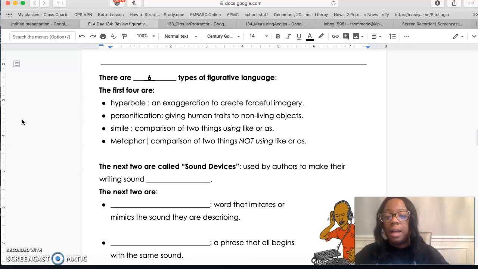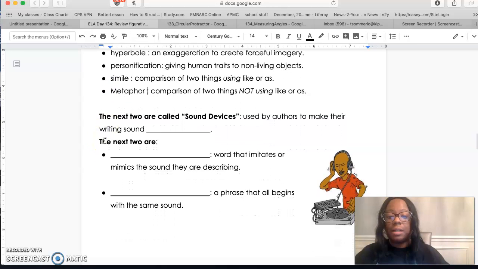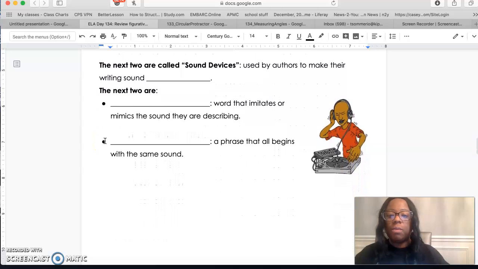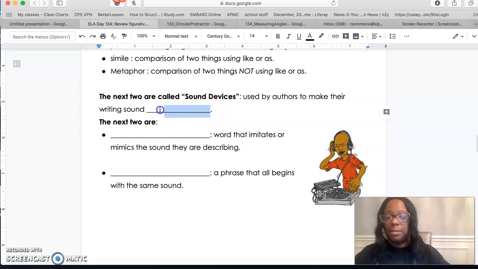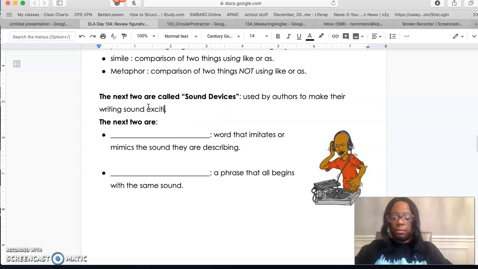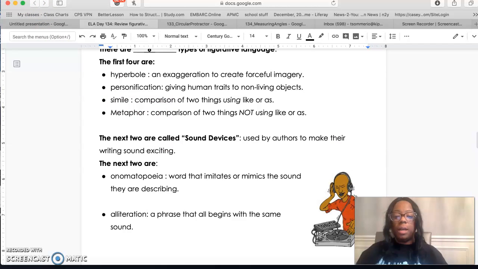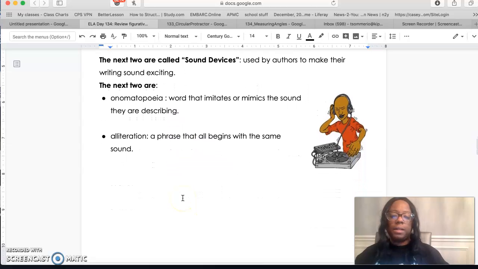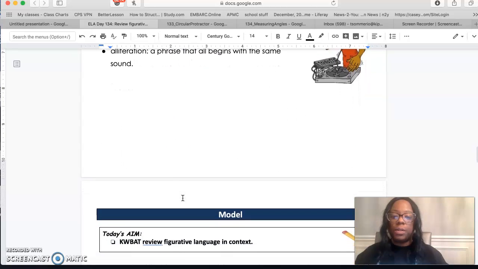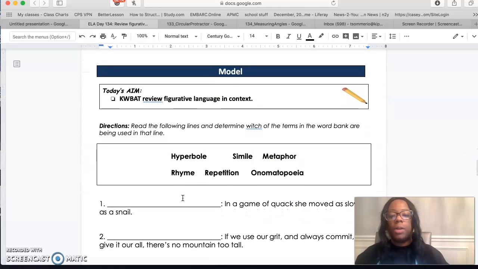Now, the next 2 are called sound devices. They're used by authors to make their writing sound exciting. The next 2 are onomatopoeia, which is a word that imitates or mimics the sound they are describing, like scratch or skirt. And alliteration is a phrase that all begins with the same sound. We've gone over this. Those are phrases like Peter Piper picked a peck of pickled peppers. All of those words begin with the p sound. Let's move on to the model.